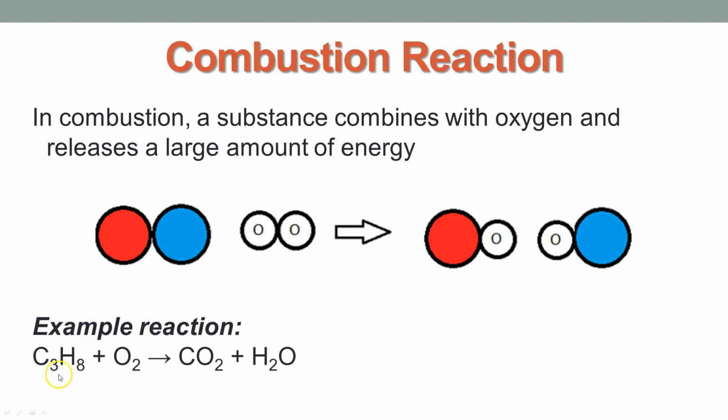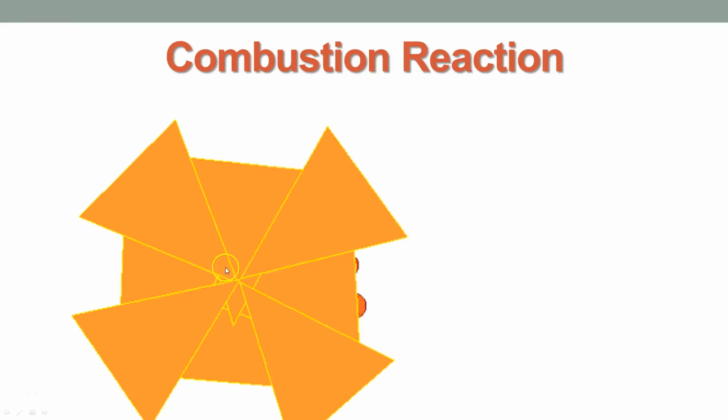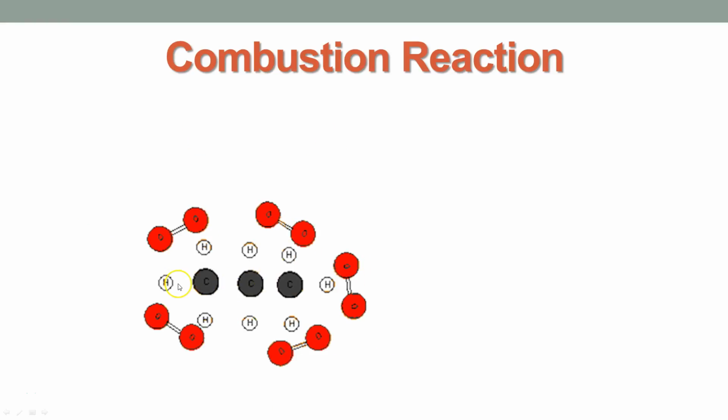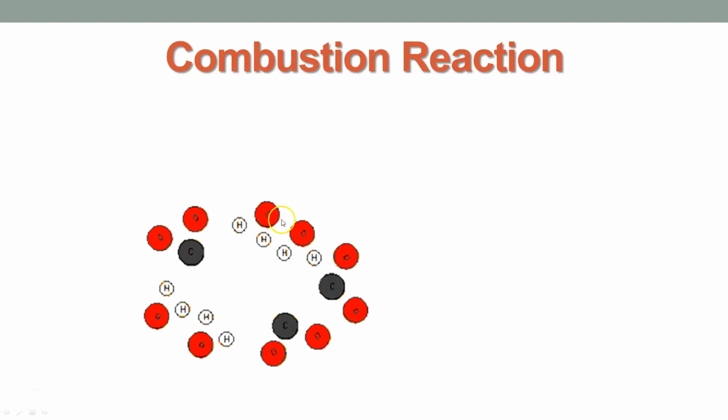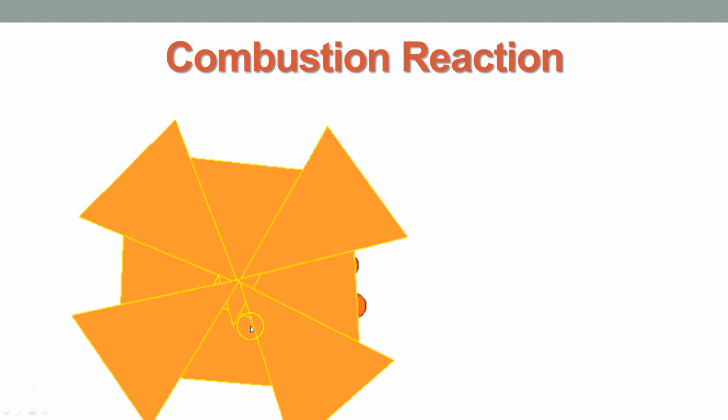Example of this, C3H8, more commonly known as propane, what you might see in a propane torch or a propane gas grill. Propane is going to burn with oxygen, release a lot of energy, and it's going to create carbon dioxide and water. So here I have this combustion reaction. This is propane. I can see C3H8 is going to recombine with these oxygens there to make water and CO2.